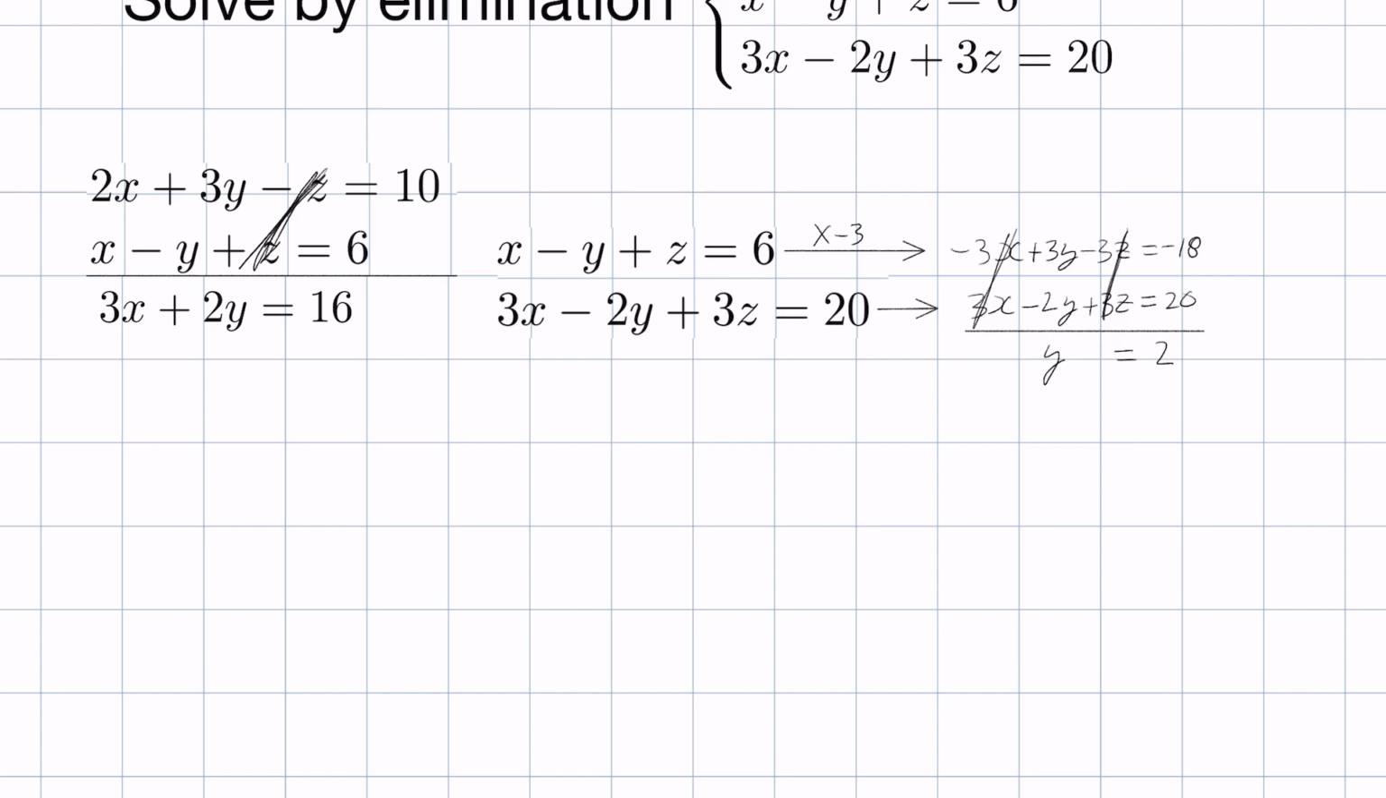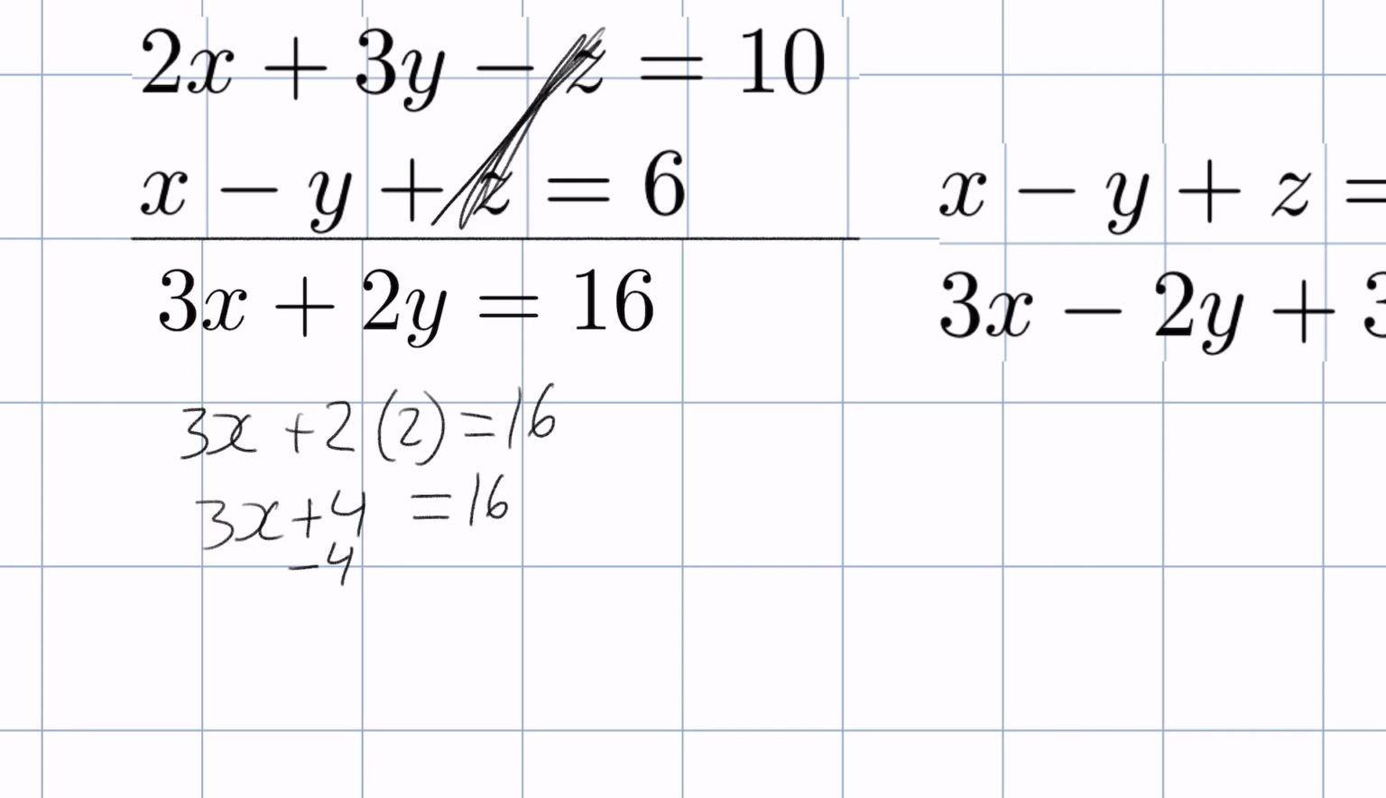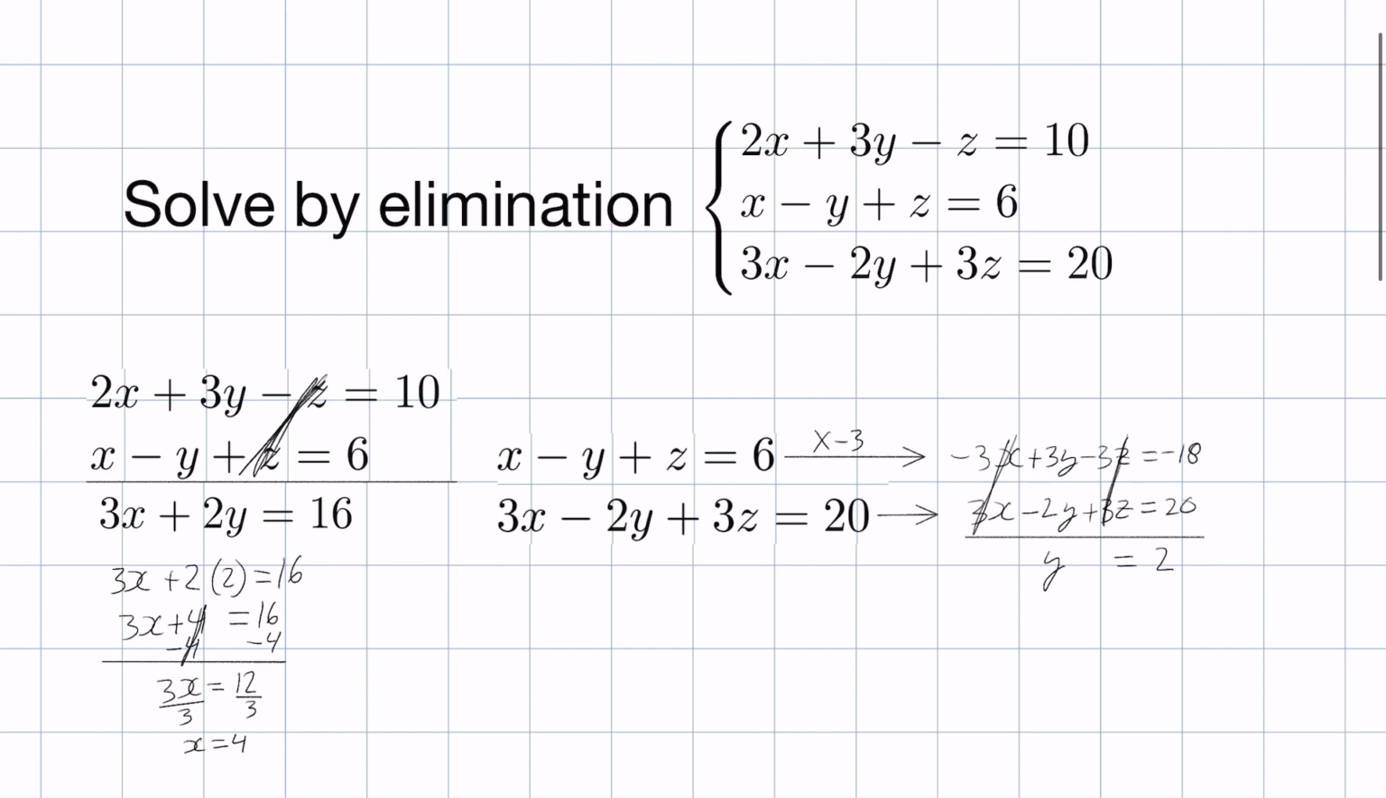Coming over here, we already have a system with this set up. 3x plus 2 times 2 is equal to 16. So 3x plus 4 would be equal to 16. Subtract 4 from both sides of your equation. These cancel out. So 3x is equal to 12. We divide both sides by 3. So x is equal to 4. So we found our first two. So if we were setting up our ordered triple, it would be 4, 2, and now we need to find z.